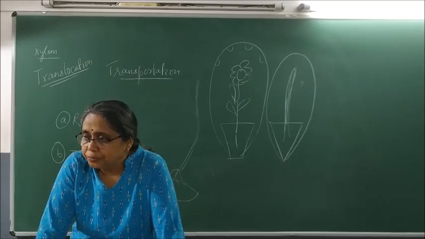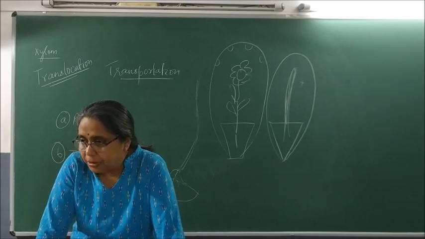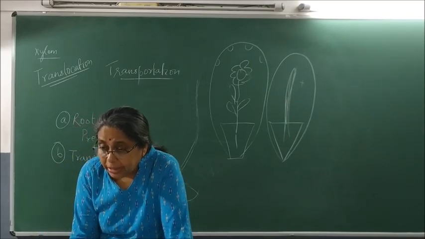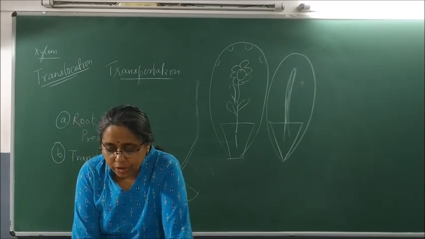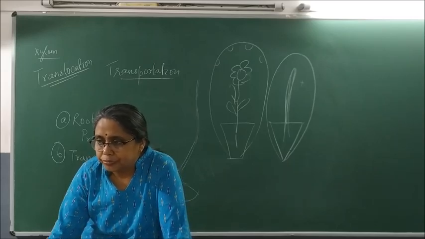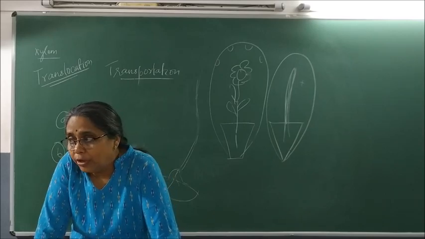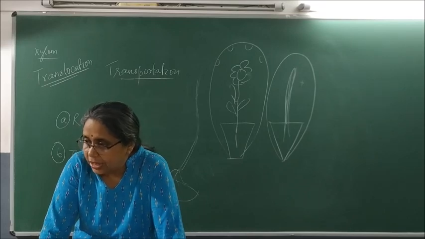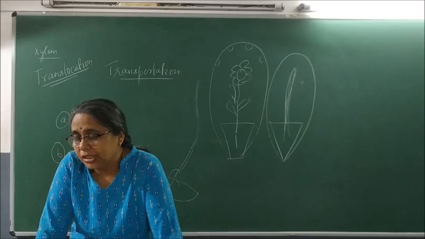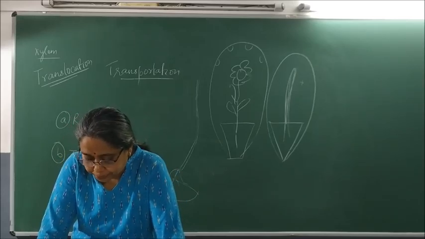Name the tissue responsible for translocation of food. What is the tissue responsible? Phloem. Which part of phloem? Companion cells and sieve tubes. Which part of xylem do we use? Tracheids and vessels. Which part of phloem are we using? Companion cells and sieve tubes.